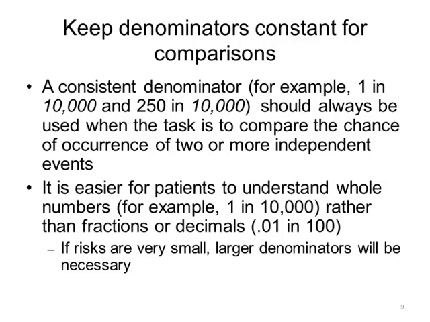A third strategy for communicating health risk is to keep denominators constant for comparisons. It is difficult for patients to compare across treatments when different denominators are used. Therefore, a consistent denominator, such as 1 in 10,000 and 250 in 10,000, should always be used when the task is to compare the chance of occurrence of two or more independent events. Also, it is easier for patients to understand whole numbers, such as 1 in 10,000, rather than fractions or decimals, like 0.01 in 100. Thus, if risks are very small, larger denominators will be necessary.